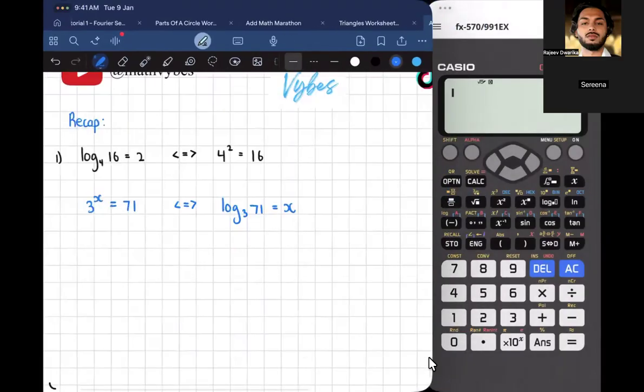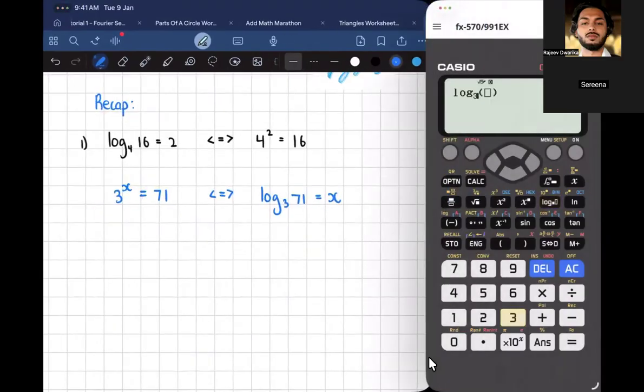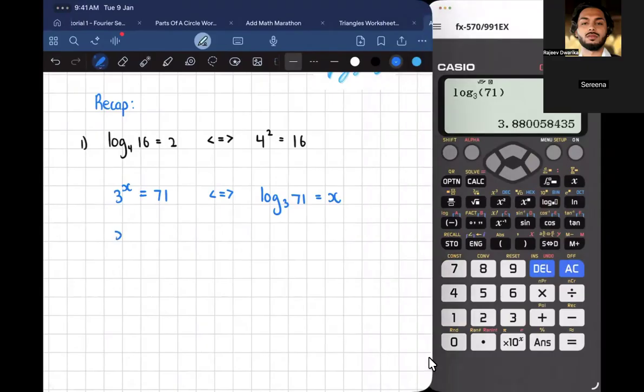All right. So we're going to put log base 3 of 71, and that's going to give us 3.8800588435. Cool. So that's the answer for x. If I round that off to 2 decimal places, I'm going to get 3.88. Now, do you remember how to store a value in a calculator?